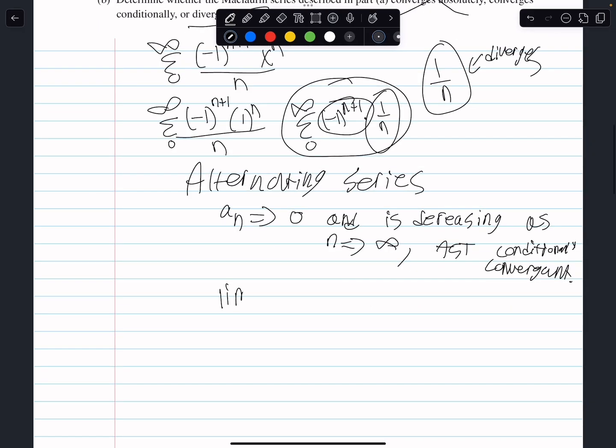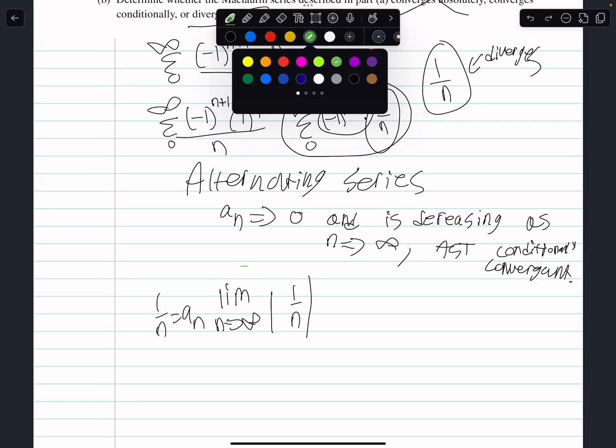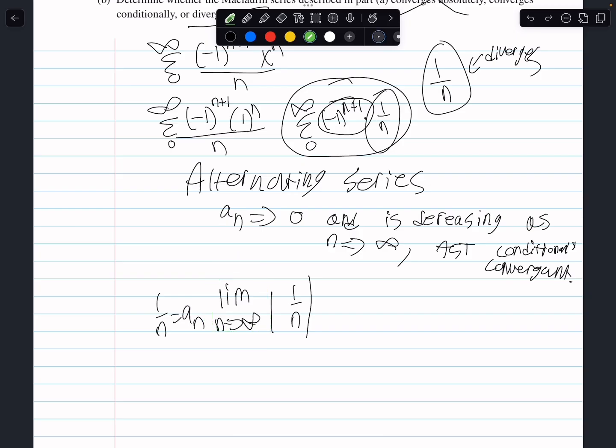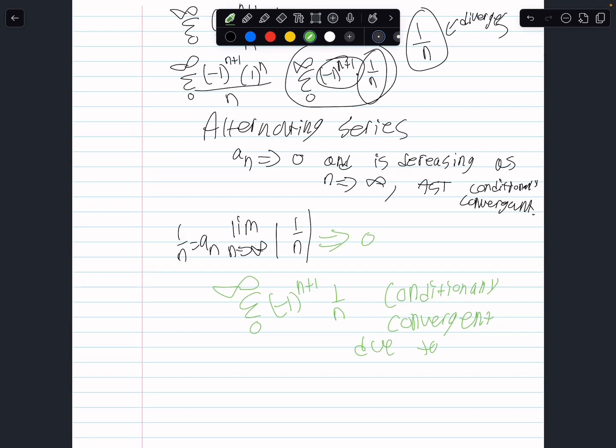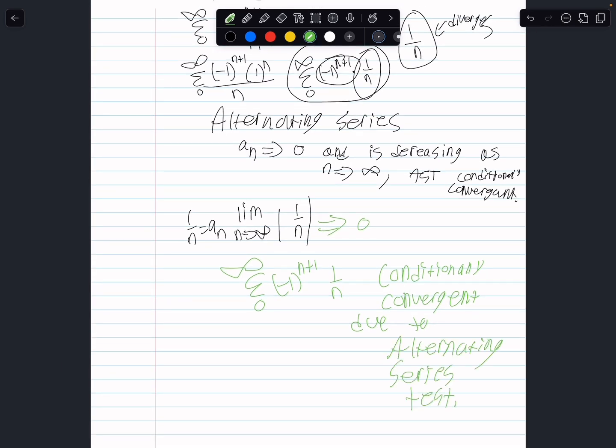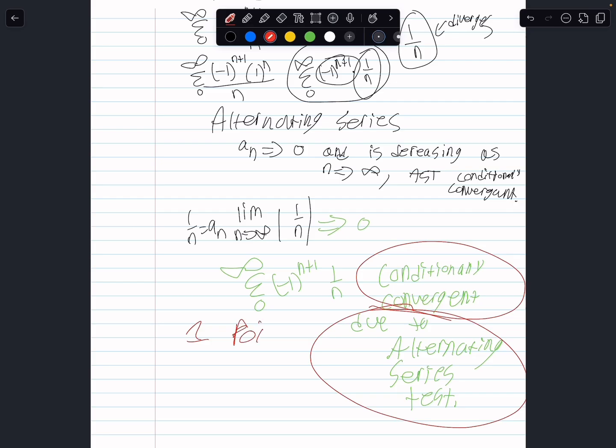Because the limit as n goes to infinity of 1 over n, where 1 over n is equal to a of n, it's important that you include the limit here. Limit notation is very important and will definitely lose you points, so make sure you have that. And as that goes to infinity, it will equal 0, and it's positive and decreasing, which means that this series is conditionally convergent due to the alternating series test. What they looked for in this question is just does it converge conditionally, which we found it does, and a reason due to the alternating series test. This is a 1-point question, and that's the point that they're looking for.